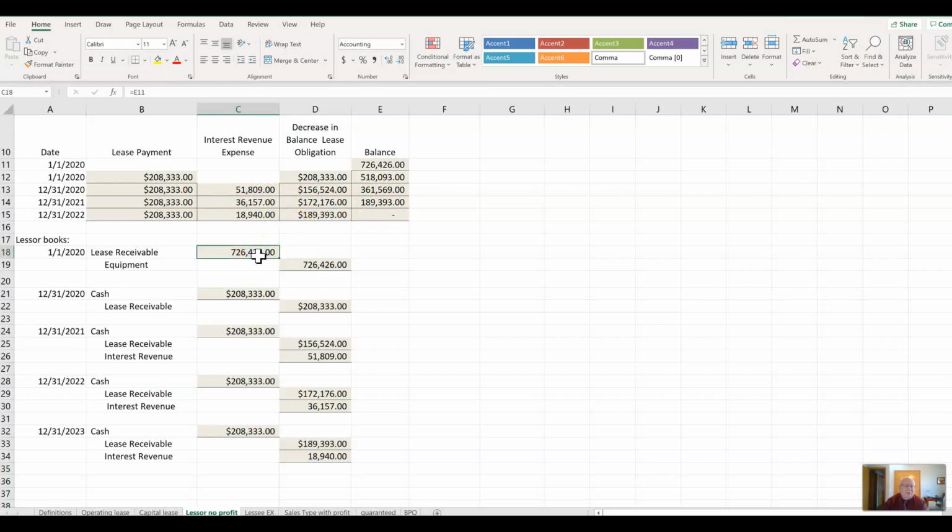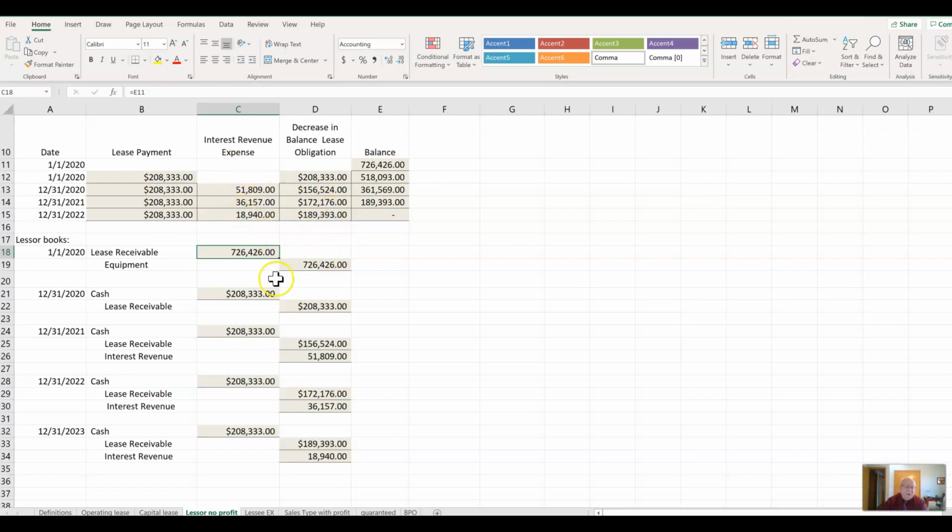But for the lessor, you have to get rid of the equipment off the books. And so the lease receivable and the equipment should be the same dollar amount. That's what you're accounting for. Then you have the cash that you received. And then you just go through the chart. This is the cash payments here. This is your lease receivable decrease, and this is the interest revenue you record.